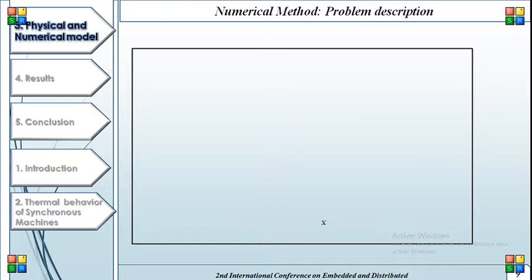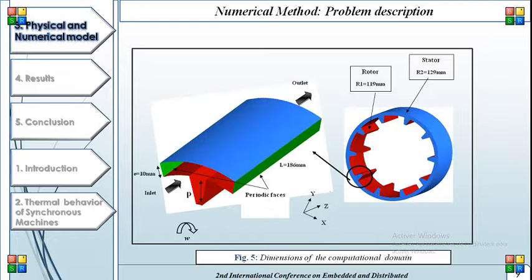I will pass now on the problem description. So, three-dimensional steady-state calculation of the heated rotor wall with trapezoidal grooves were performed using software called ANSYS Fluent to predict the flow and heat transfer around the grooves. So the computational domain considered in this study consists of two coaxial cylinders of length L equal 186 millimeters, and the radius of the rotor is R1 equal 190 millimeters, and the radius of stator R2 equal 129 with air gap E equal 10 millimeters.